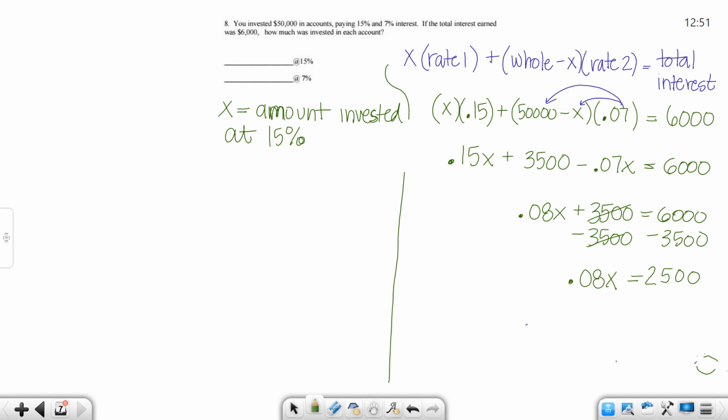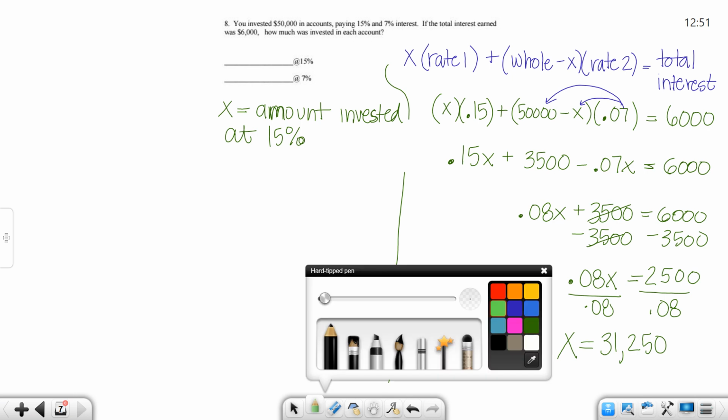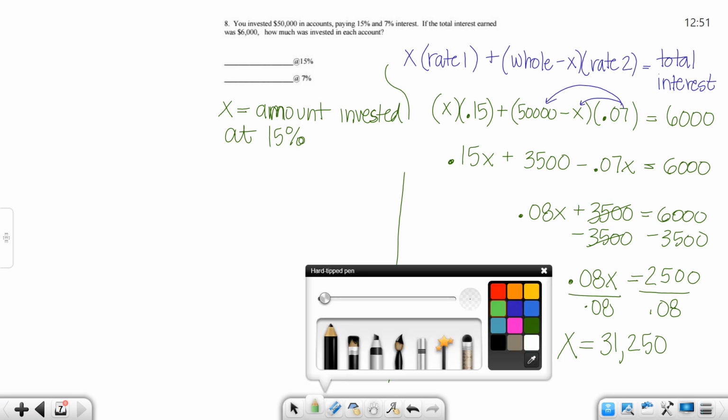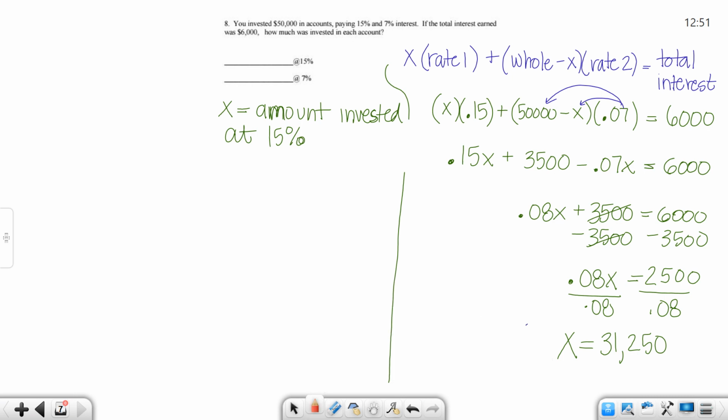Now let me double check, make sure we're on the right track with my calculator. I'll divide both sides by 0.08, and I get that x equals 31,250. Now, what blank does it go in? So that's the question. What blank does 31,250 go in?